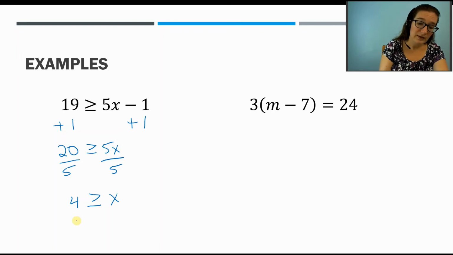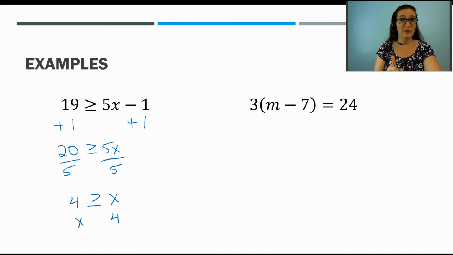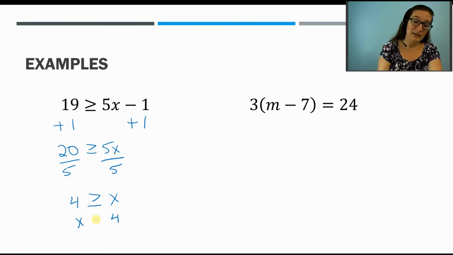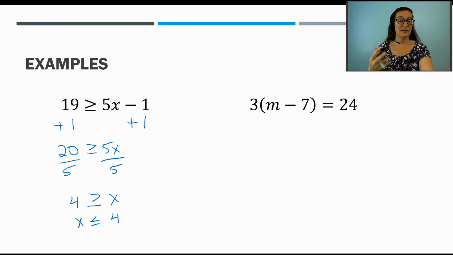So here's my x, here's my 4. Now keep in mind, your symbol has to be saying the same thing. Up above, it's saying that the x is the smaller part. So I need to say the same thing down here. The x is the smaller part here. It's less than or equal to the 4. So in order for our symbol to say the same thing, if I move the x to the other side, the symbol must also move with it to say that it's still the smaller piece for this particular example.